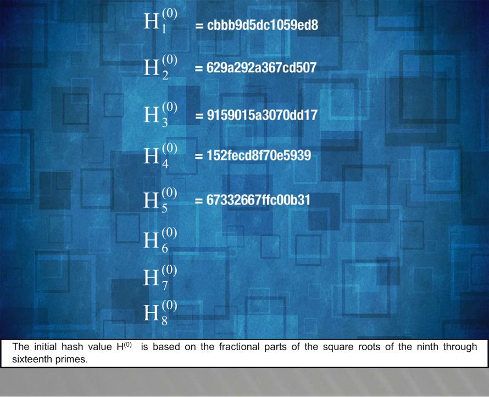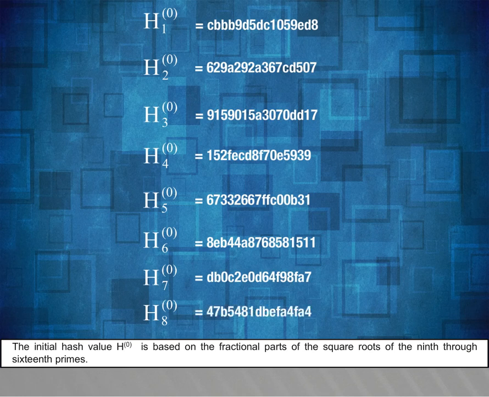h5 power 0 is equal to 6733 2667 FFC0 0B31. h6 power 0 is equal to 8EB4 4A87 6858 1511. h7 power 0 is equal to DB0C 2E0D 64F9 8FA7. h8 power 0 is equal to 47BF 481D BEFA 4FA4.